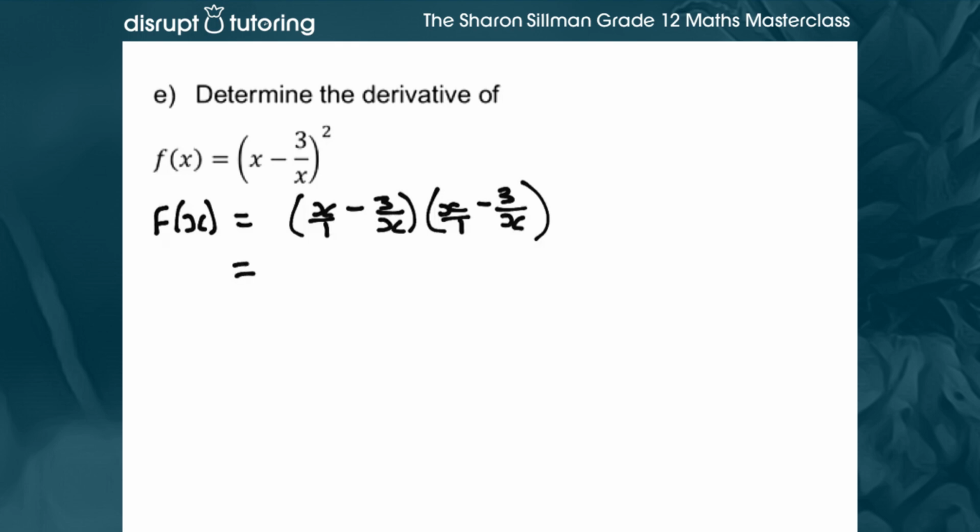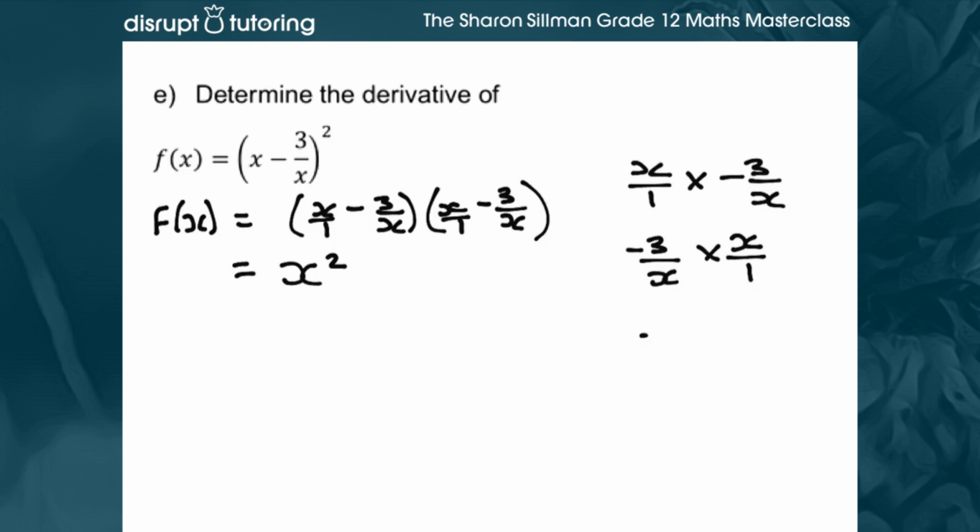So if I times first with first, I've got x multiplied by x, so x squared. The outer 2, I'm multiplying this. The inner 2, and then the last.